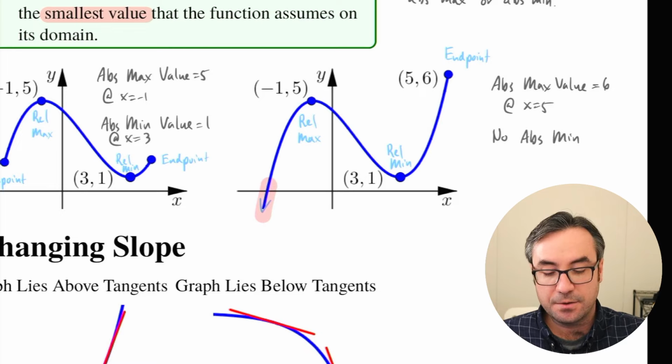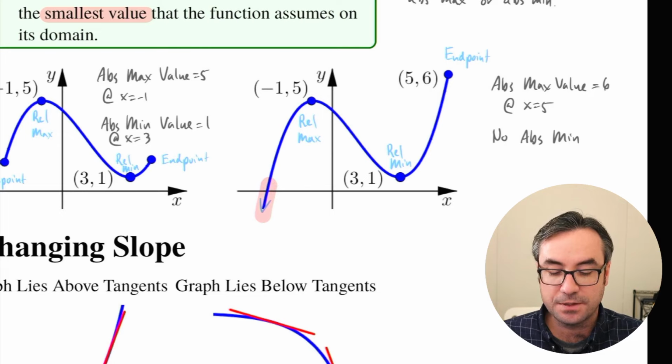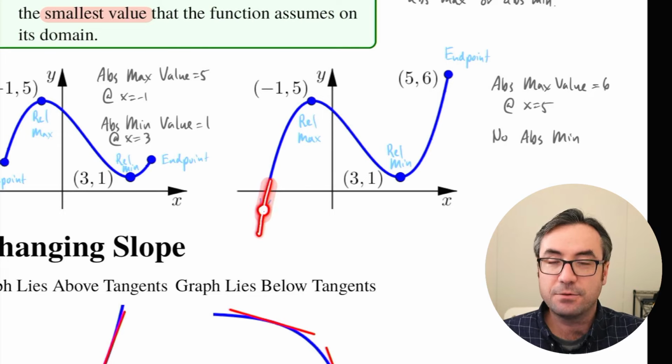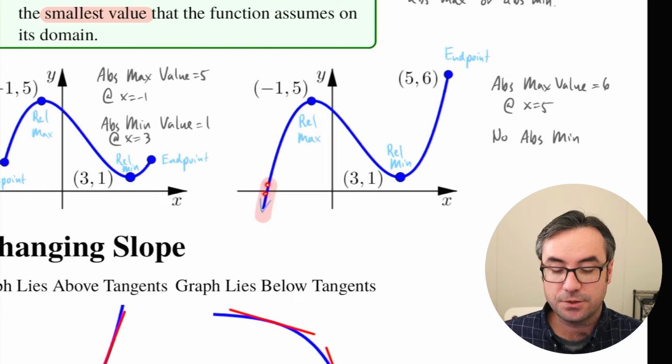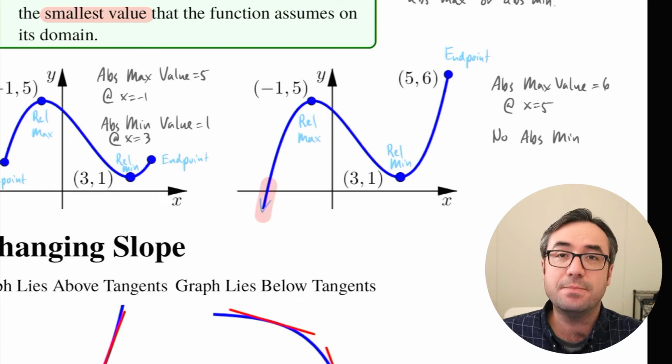If I were to think that one of the points over here was the absolute min, well, if this keeps going, eventually I'm going to get lower than it. And it keeps getting lower and lower. So none of the points over here are going to be an absolute min, because we can always keep going a little bit further and have something smaller.